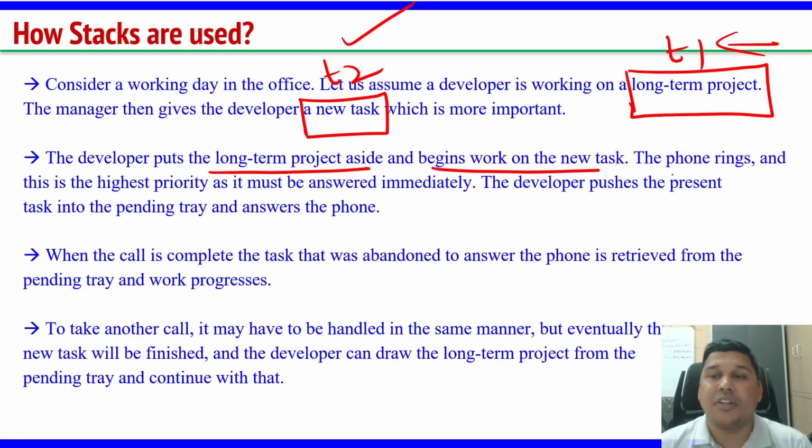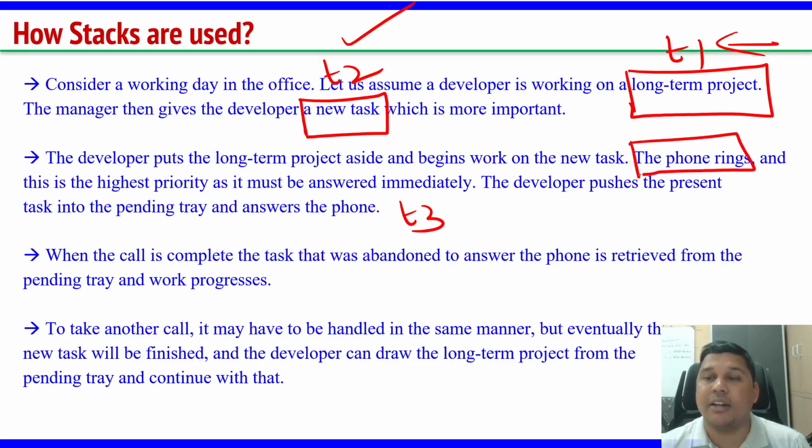Then immediately the phone rings, which is the highest priority as it must be answered. Some other superior boss is calling, or some important call is coming, maybe from family, right? Then that is the most important task, that is T3. So the developer will push T2 also aside and start answering T3.